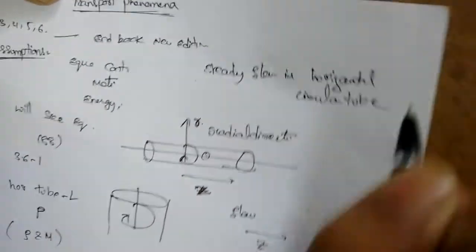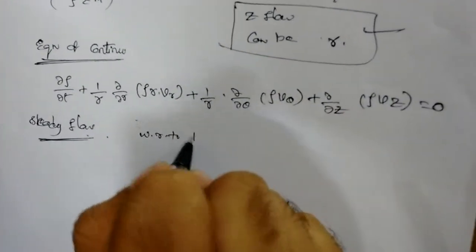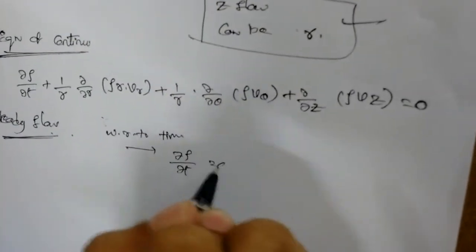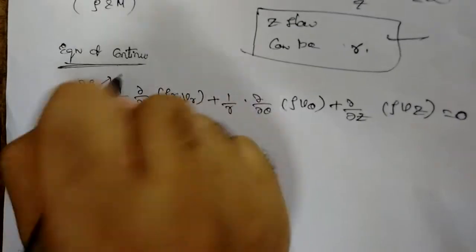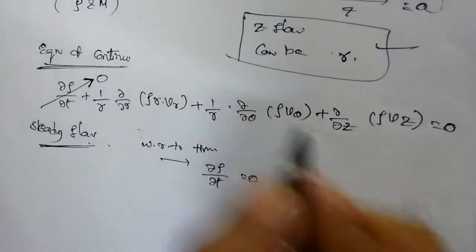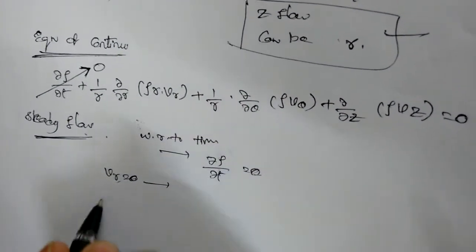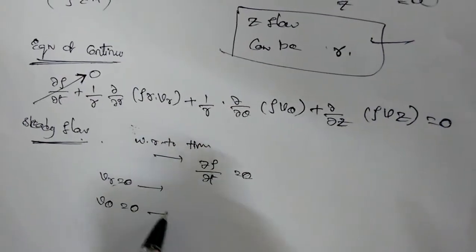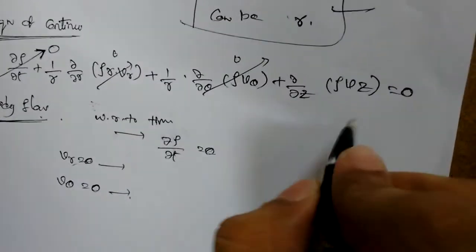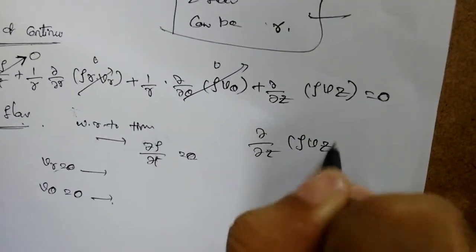So it itself states that steady flow means with respect to time no change. That implies dou rho by dou t is equal to 0, so you can directly assume it as 0. This arrow mark indicates that it is 0. In the r direction the velocity is not there, and in the tangential direction also not there. So v r will be 0, v theta will be 0. Then finally what we got is dou by dou z of rho v z equal to 0.